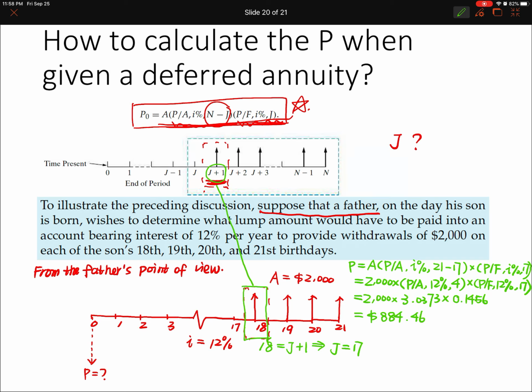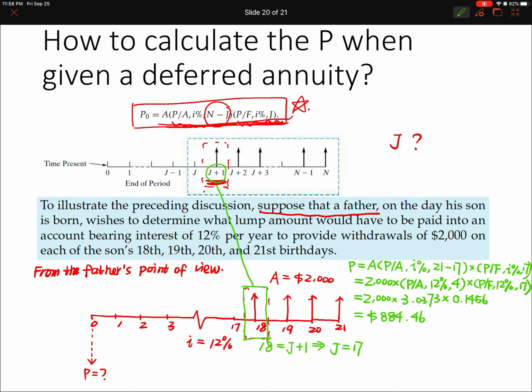So calculate that. Then you will get 884.46. Sounds a good deal, because your father only needs to put like lower than 900 into the bank. And then after 18 years, you can get 2,000. Wow, every year for 4 times. Sounds a good deal for me. Okay, so plan your saving as early as possible, right?